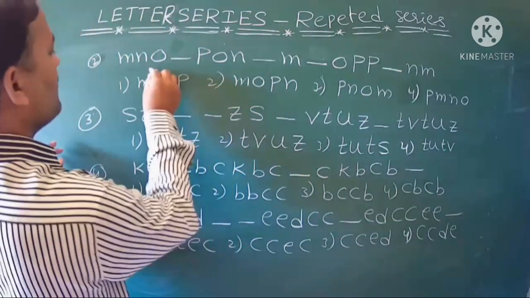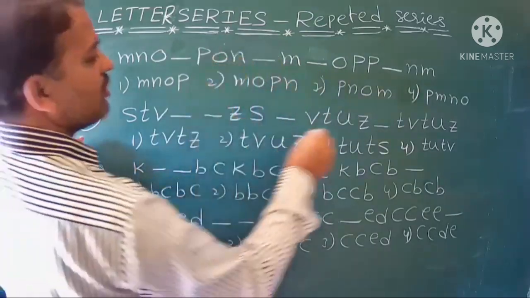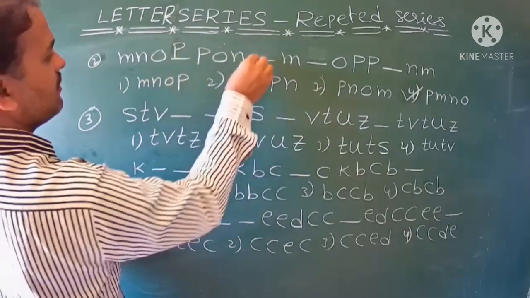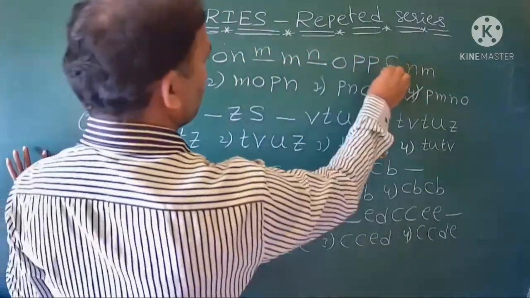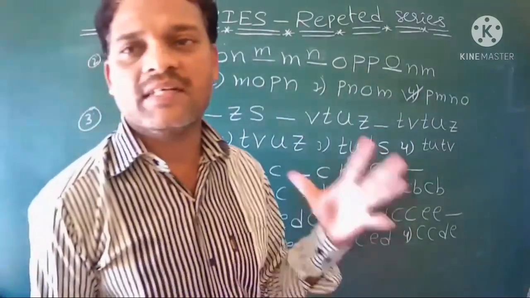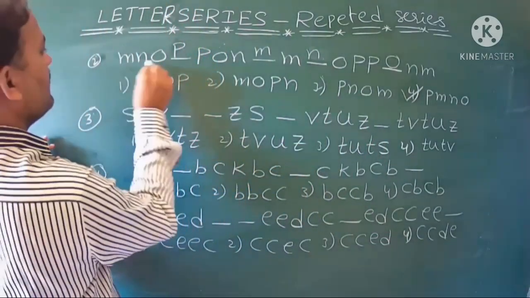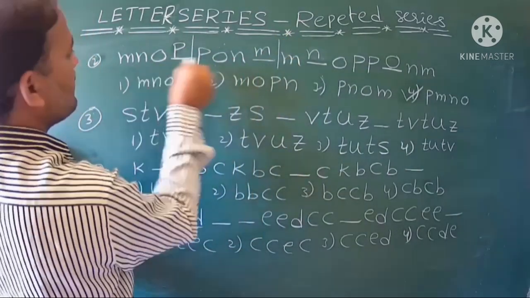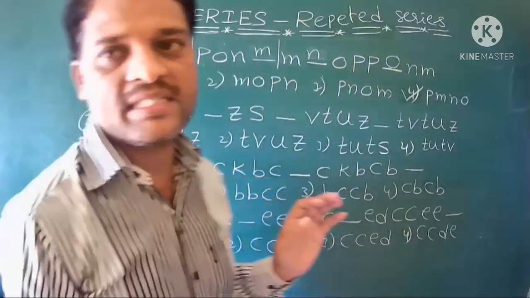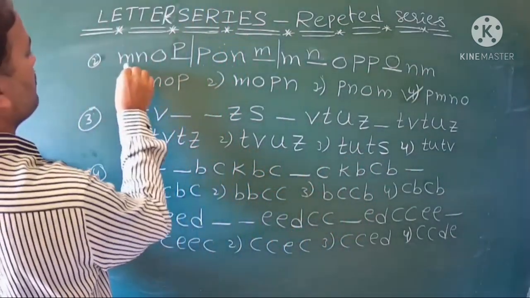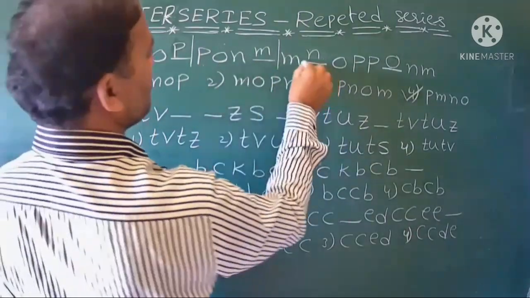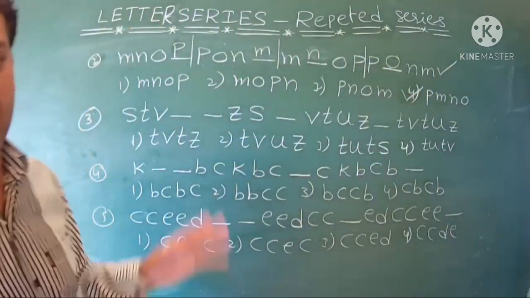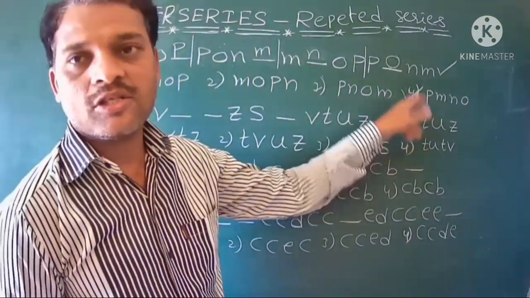So the suitable option here is the fourth option, and the substitution is P, M, N, O. Substituting these four options, once you observe, you get M N O P, next P O N M. That means we gave the reverse order here. I already told you, like ABA, BCA. So MNOP, PONM, next MNOP, next PONM. This is the order. You have to practice it.